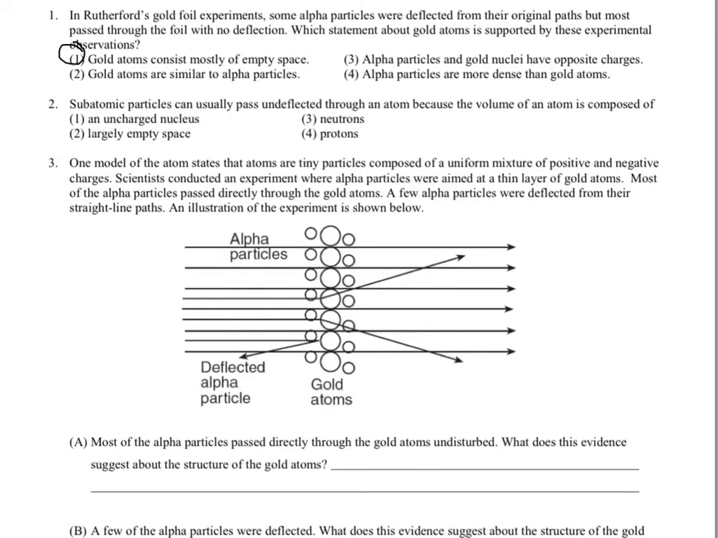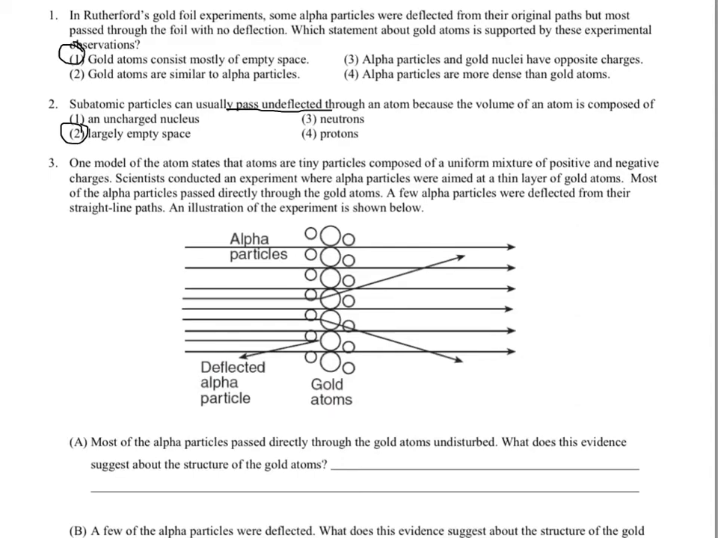In choice 2, we're given a very similar question, but instead of focusing on the entire experiment, it asks us to focus on the fact that particles usually pass undeflected through the atom, and that is because the atom is largely empty space.